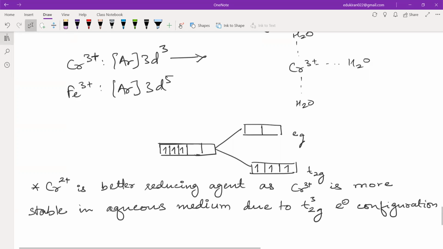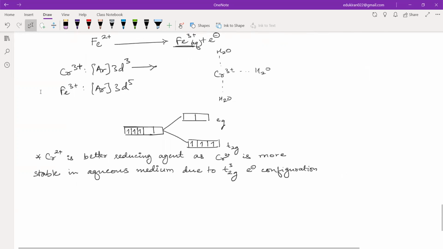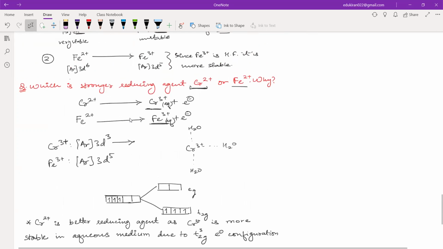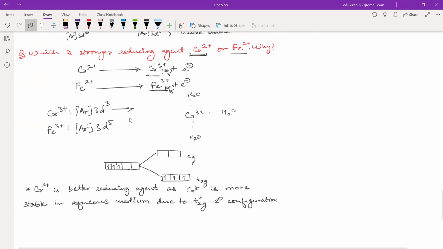Okay, so please write this down. If you write this one line only, this will be enough. This was only for explanation that there will be eg and t2g. This question will come for 1 or 2 marks, so please remember it. If they ask about the reducing agent of Cr2+ and Fe2+, then you will bring in the t2g3 reasoning. Cr2+ is the better reducing agent as Cr3+ is more stable in aqueous medium due to the t2g3 electronic configuration. And why is t2g3 more stable? Because it is lower in energy and also it is half filled.